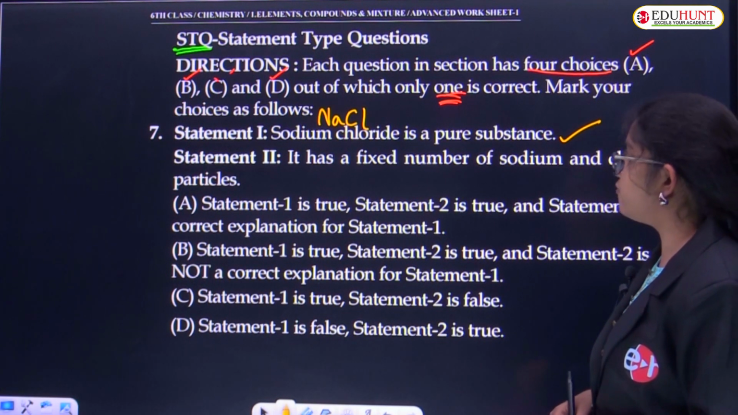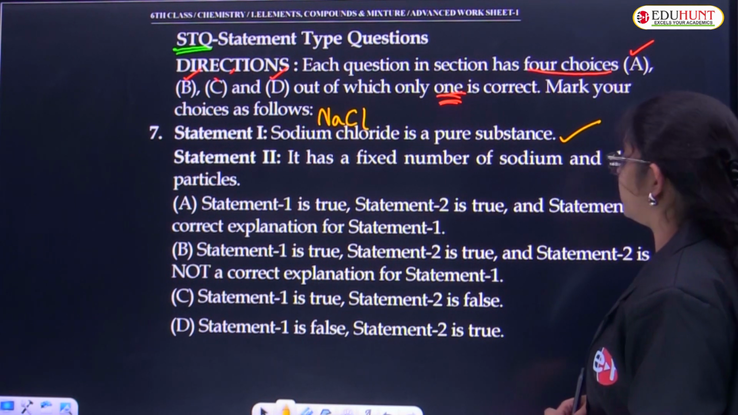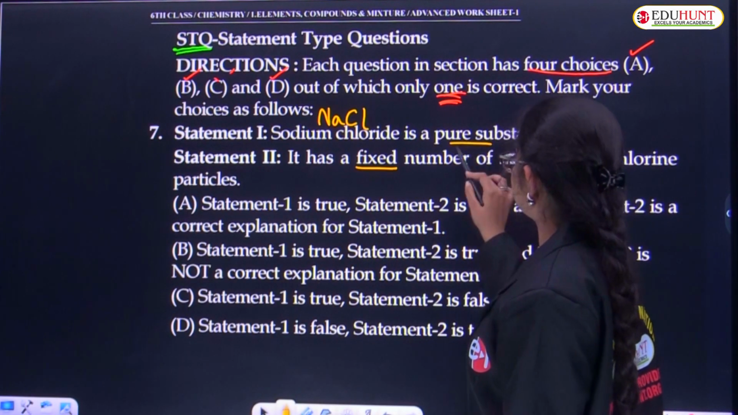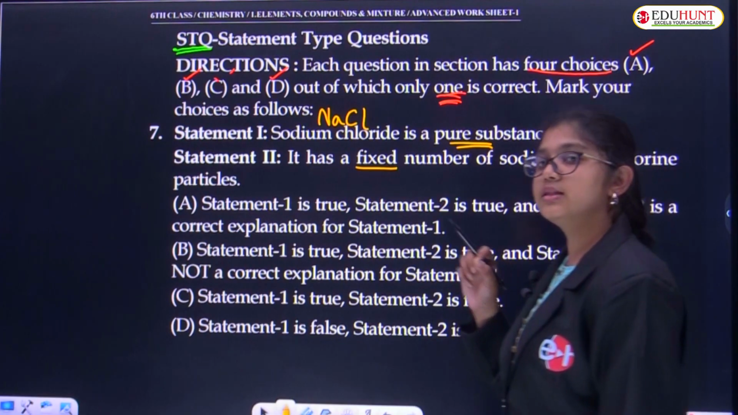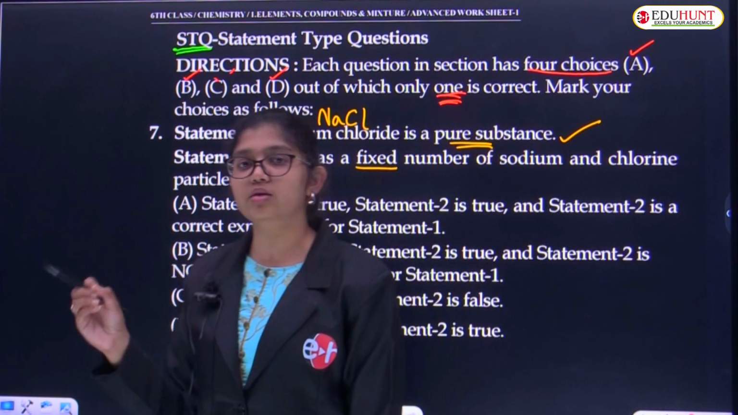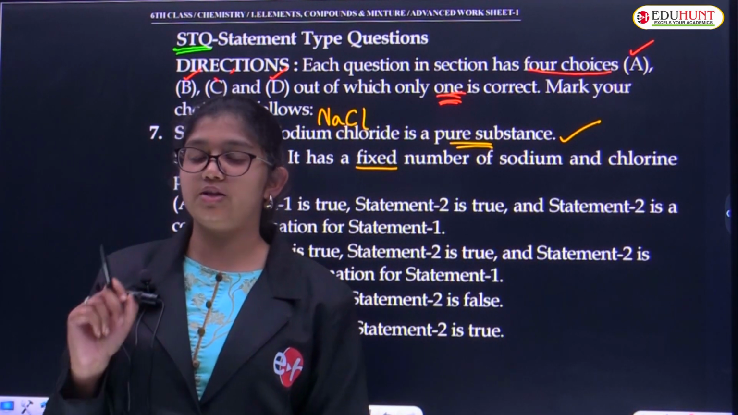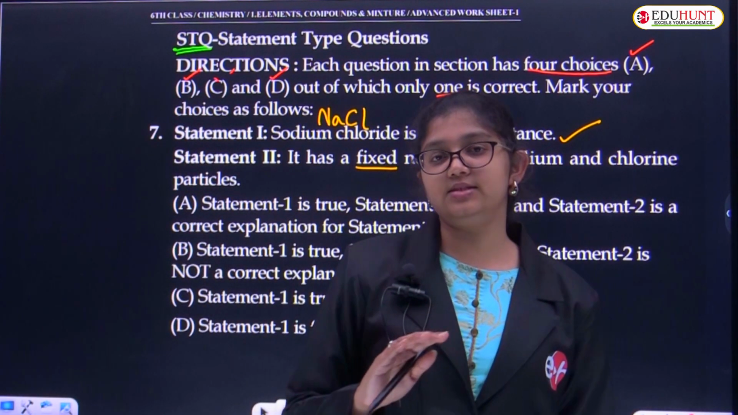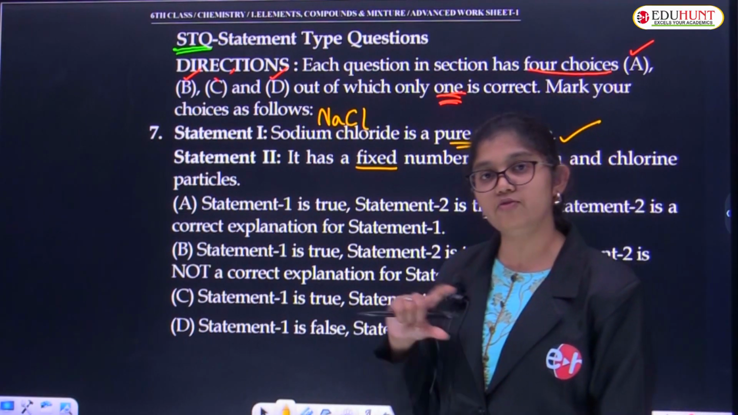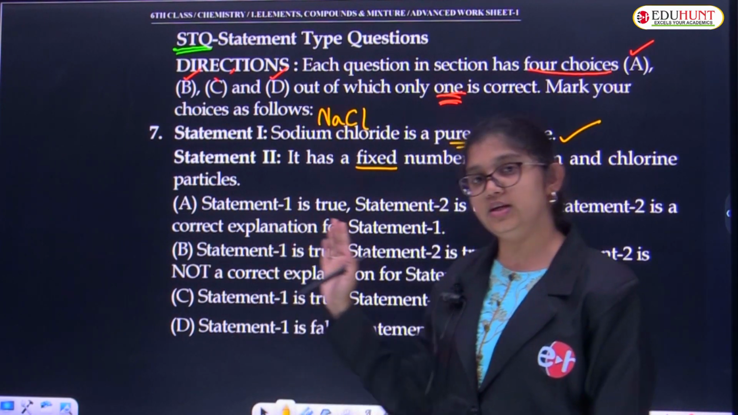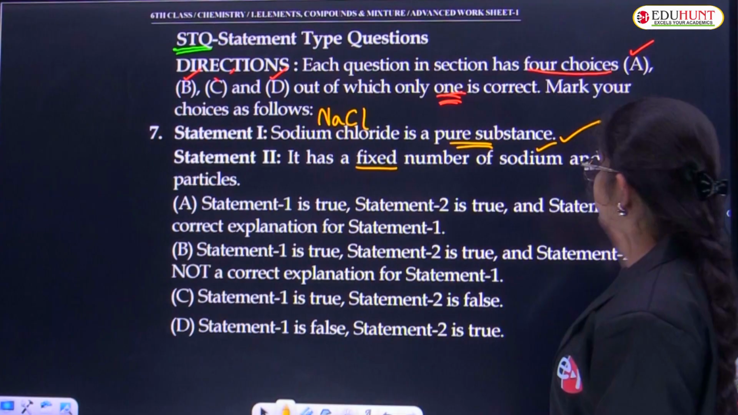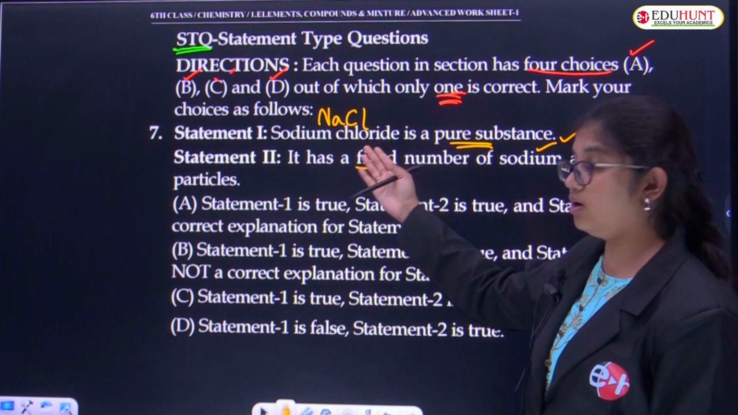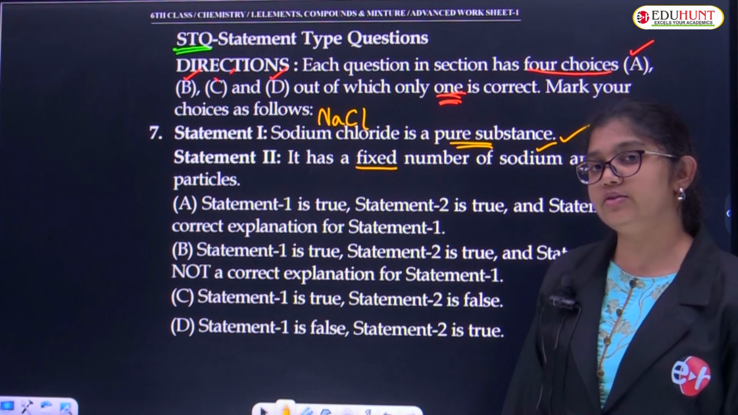It has a fixed number of sodium and chlorine particles. The word fixed says it is a pure substance, because in pure substances, the two or more elements will have some definite ratio, definite proportions by weight. Hence, pure substances follow the rule of fixed proportions. So sodium and chlorine have fixed proportions by particles to form a compound called sodium chloride, which is a pure substance.